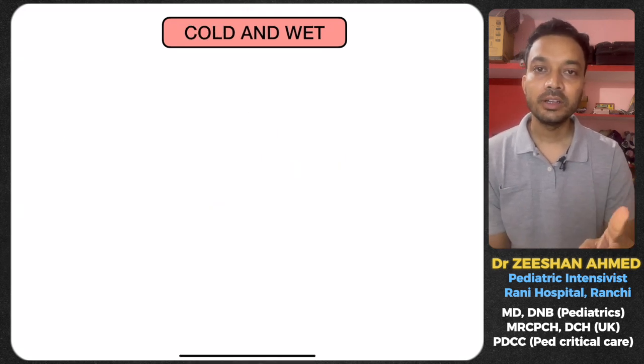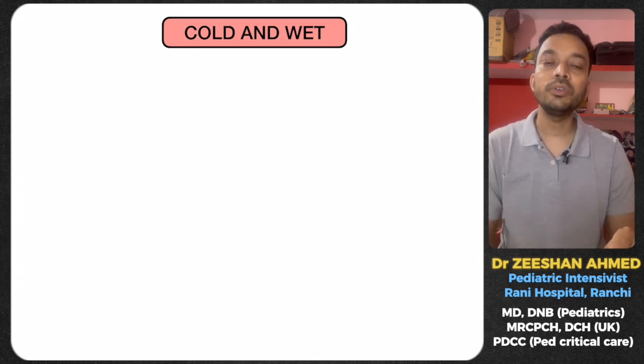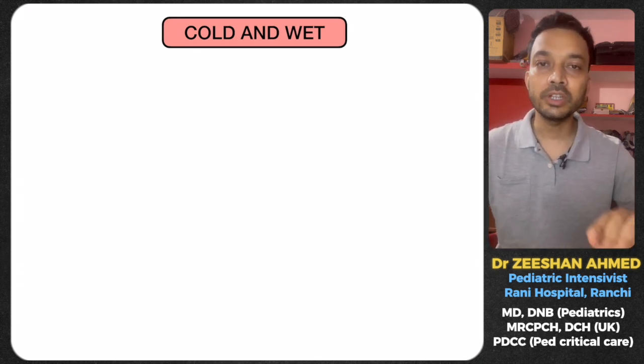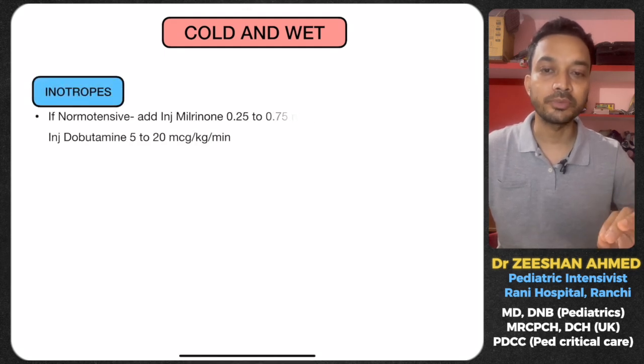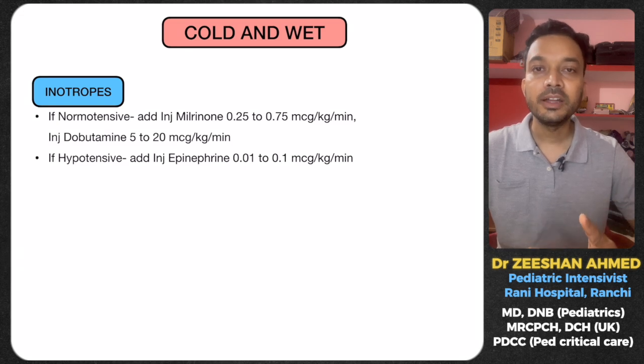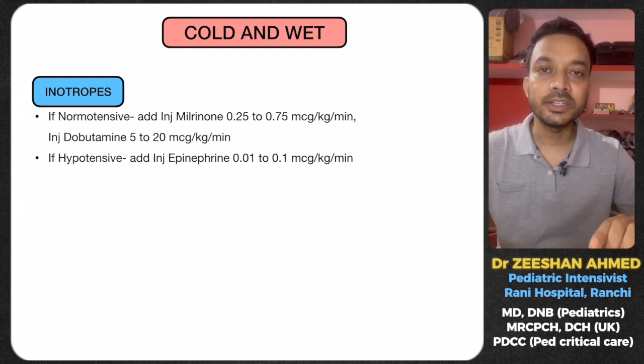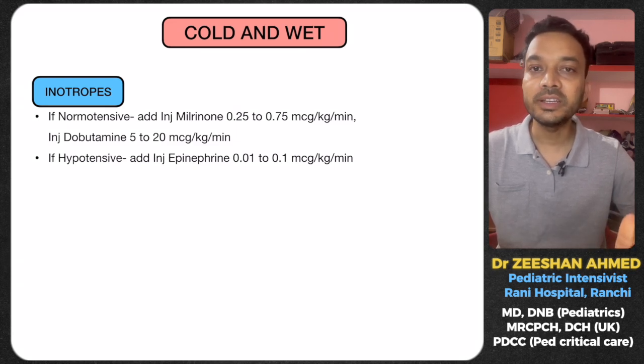Coming to cold and wet. So the difference between warm and wet and cold and wet is the low perfusion. So in case of cold and wet, first we should improve the perfusion using inotropes. Which inotrope? It depends upon the BP. If the patient is hypotensive, we should start with injection epinephrine. But if the patient is normotensive or has normal blood pressure, then we should start either with injection dobutamine or with injection milrinone.